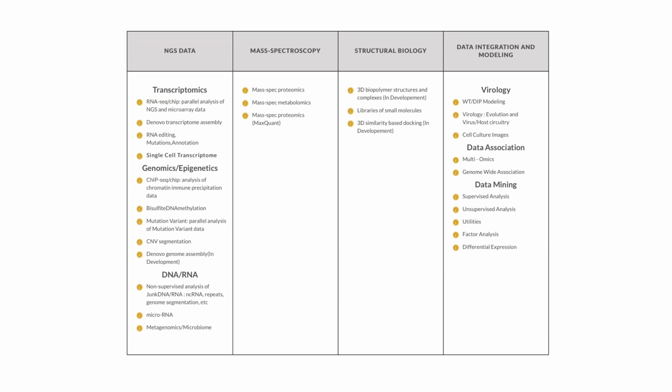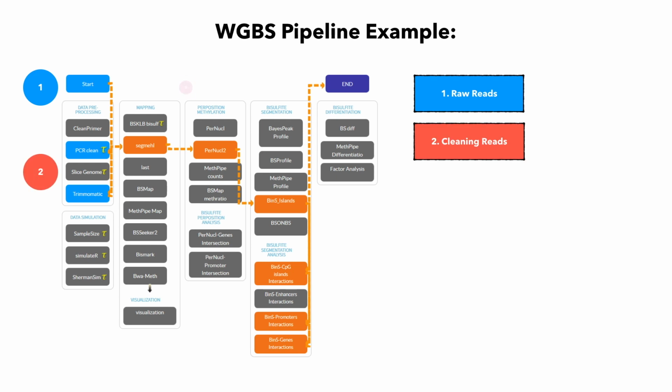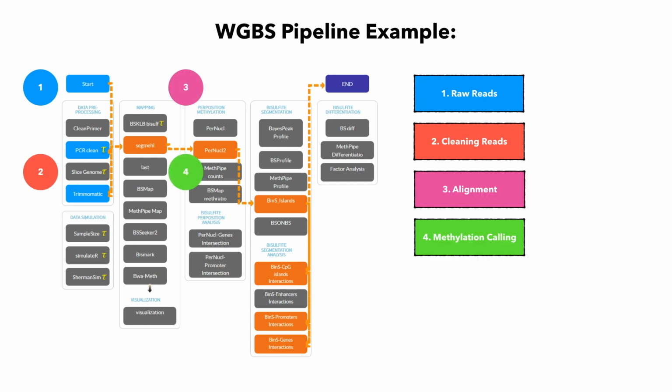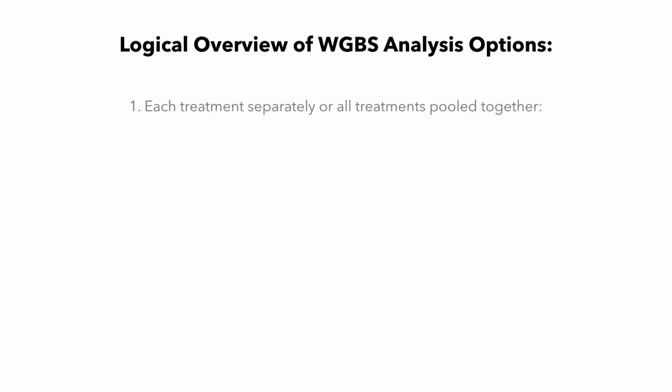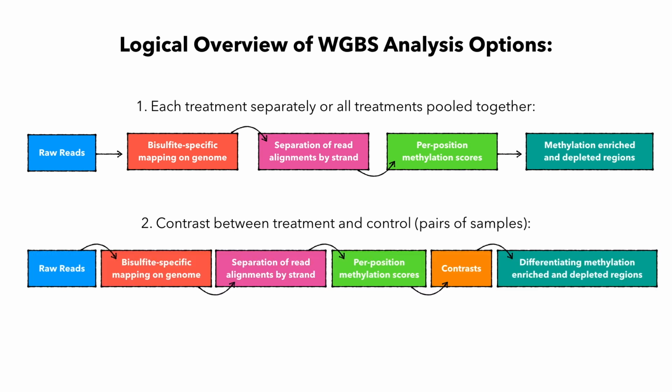T-Bioinfo platform has Bisulfite sequencing section dedicated to analysis of DNA methylation data. The algorithms in Bisulfite section are arranged according to the basic analysis steps: pre-processing, alignment, per position methylation calling, segmentation of genome to identify methylated islands, and island annotation. Two options of data analysis are possible: analysis of each sample separately, and alternatively, analysis of pair of samples that should be compared according to the logic of the experiment.